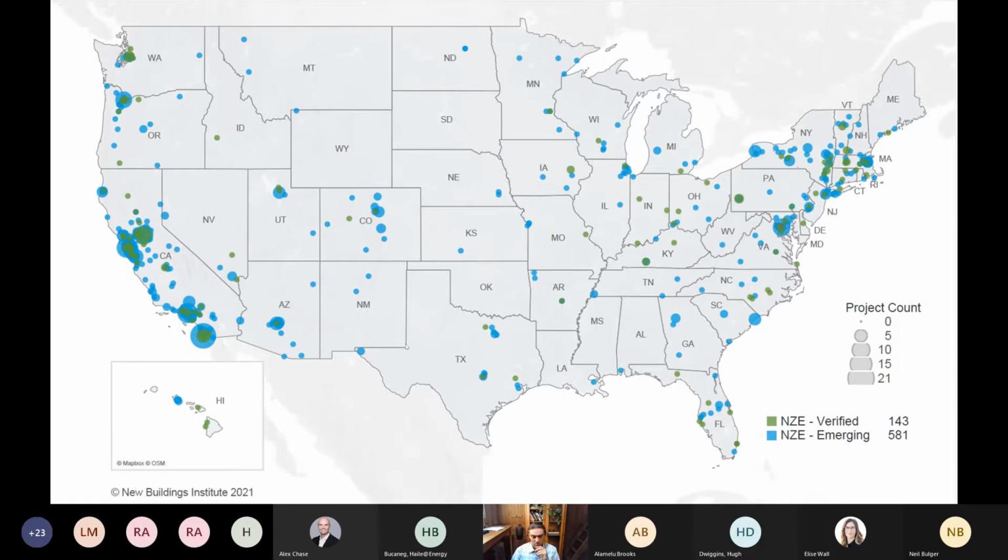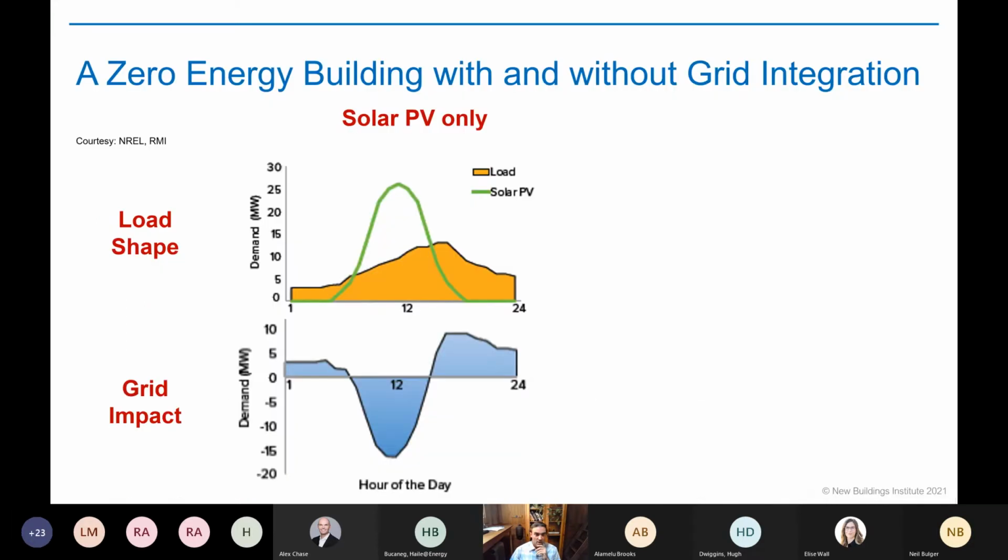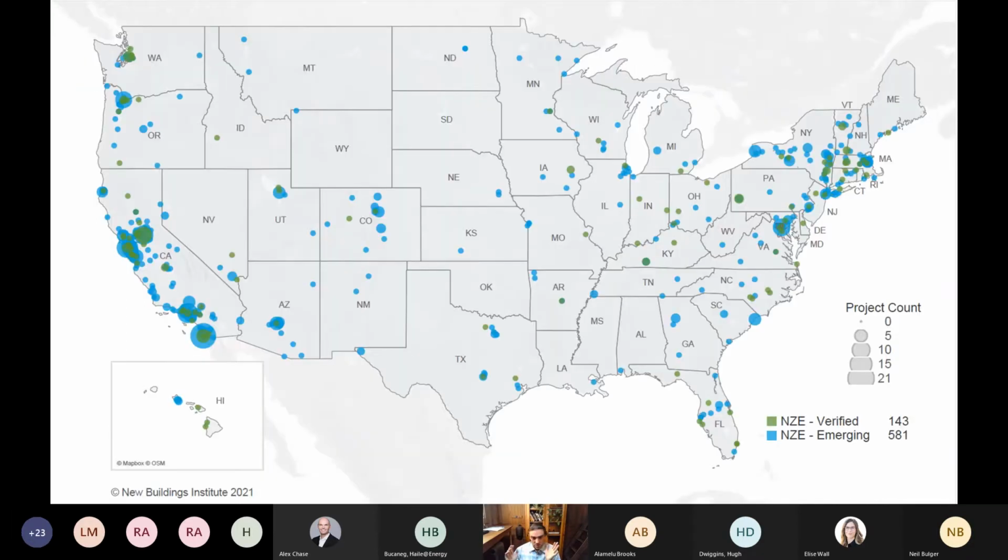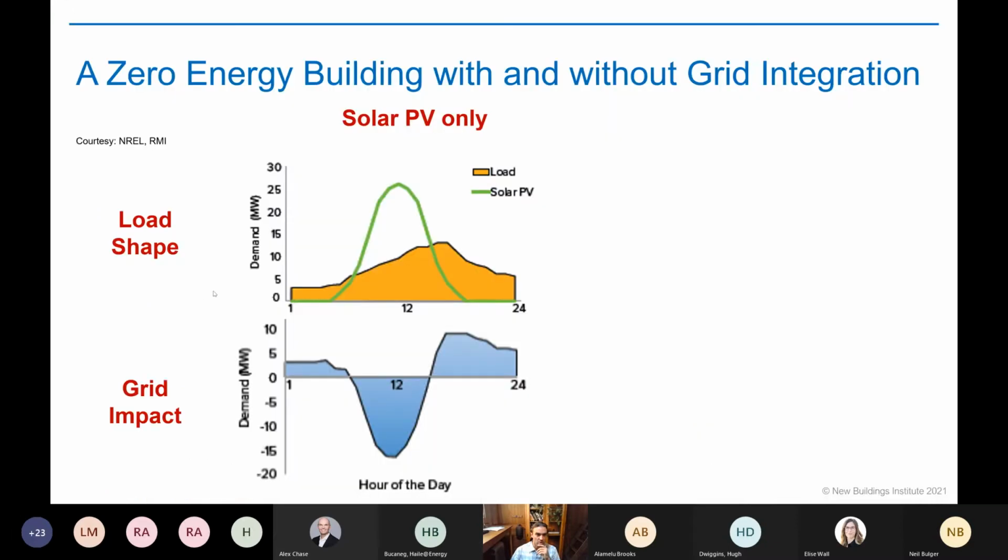This map shows the verified and emerging commercial and multifamily buildings across the US. Now, if we were to succeed and get a whole lot more buildings to zero energy and fill this map with blue and green colors, it'd be awesome. However, what does that mean for the grid?